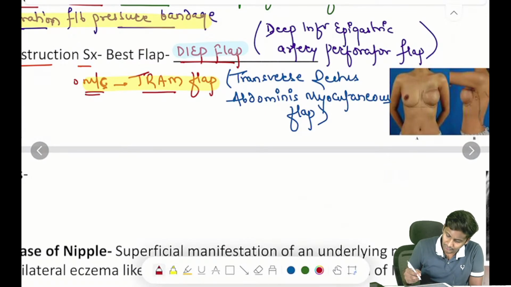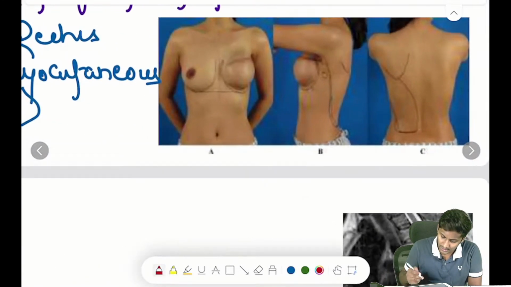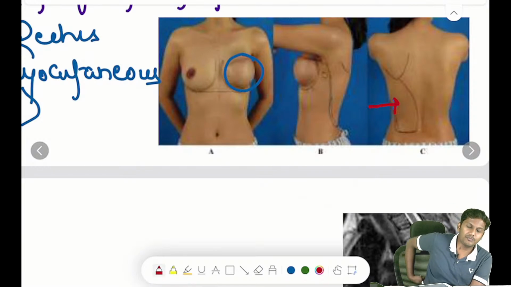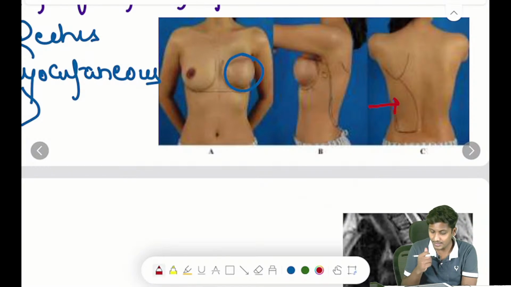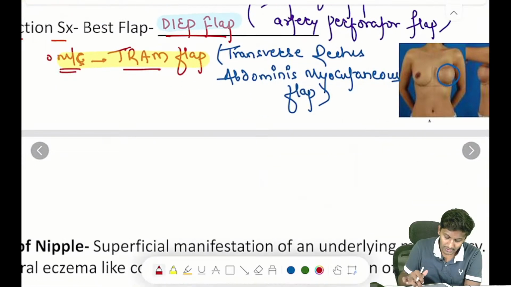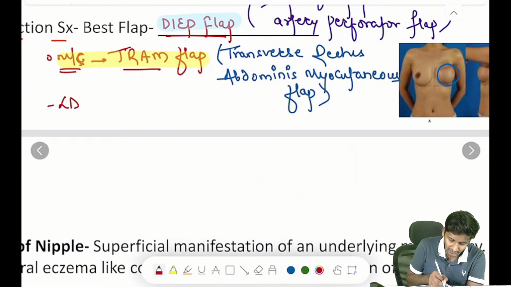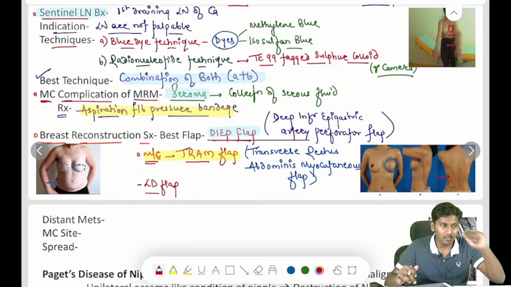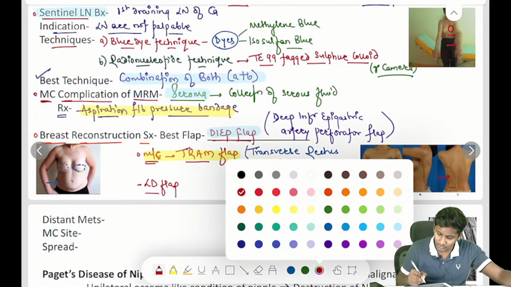And the third type of flap is shown in this image. Can you see? Here the patient's breast has been reconstructed, but the flap was taken from here. Markings have been done here. So the flap has been taken from here. Which muscle is over here? That is the latissimus dorsi muscle. So definitely it is called the LD flap. What is LD flap? Latissimus dorsi flap. So we can even take an LD flap, that is the latissimus dorsi flap, bachcho. So that has to be remembered. Please remember, these are the three types of flap which can be used for breast reconstruction surgery.